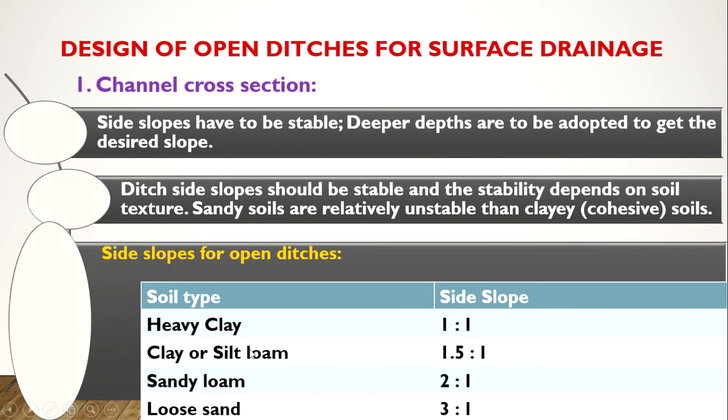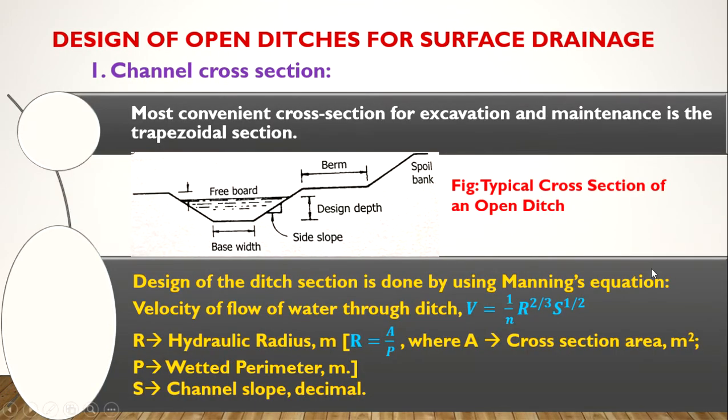Silt loam is given 1.5 to 1, sand loam is 2 to 1, and loose sand is very unstable, so it is given a lower slope of 3 to 1. So what is this 3 to 1, 1 to 1 and so on, we will see. This is actually the side slope. A 1 to 1 slope means 1 horizontal to 1 vertical. 1.5 to 1 means 1.5 horizontal to 1 vertical. So this is the thing.